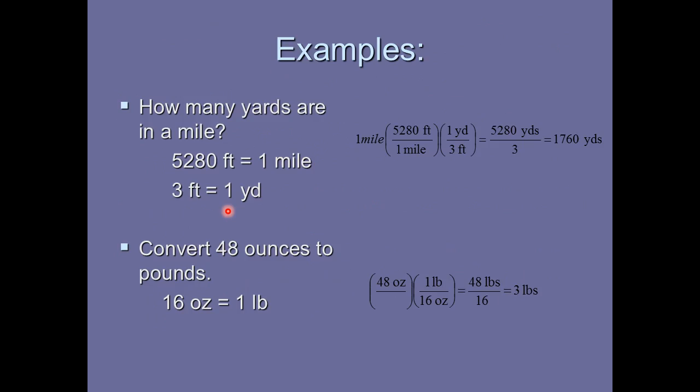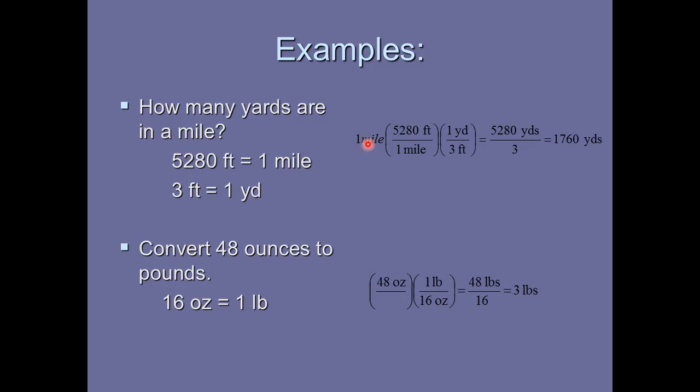For an example, let me show you some examples here. Let's say you want to know how many yards we have in a mile. So we are trying to convert mile to yard, right? Mile to yard. So first, let's say we are given these two conversion factors. Now if you look at the first one, using this one you can go from mile to feet, and with the next one you can go from feet to yard. So you pretty much will need both of these factors.